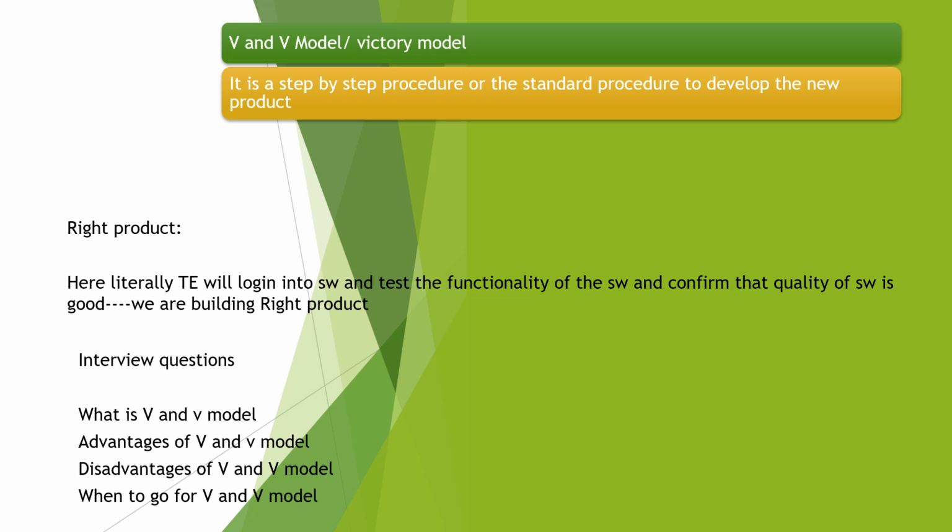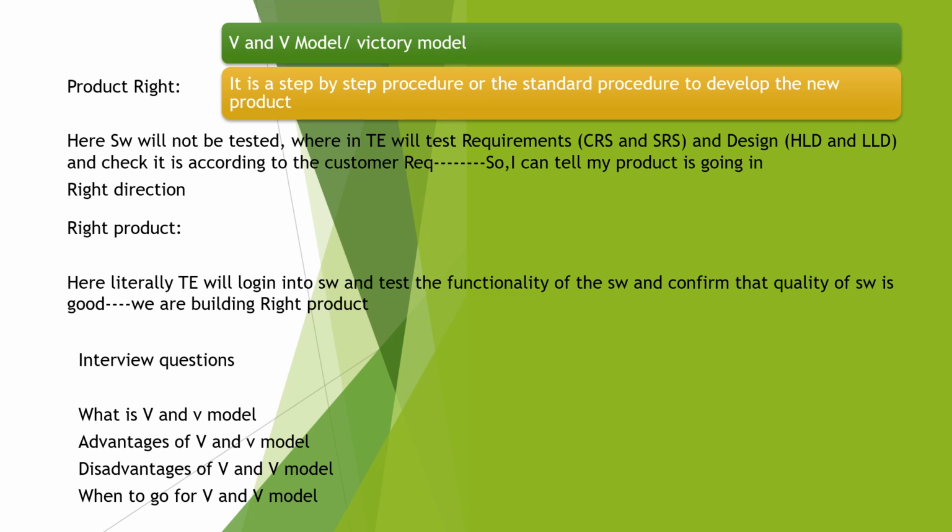The V&V model is a step-by-step or standard procedure to develop a new software. You guys have heard about Japan, right? Japan mostly uses this V&V model to get better quality software. Here each and every step will be tested by the test engineers, and only later will we go to the next step. It is a very important model that we can learn in the upcoming classes.